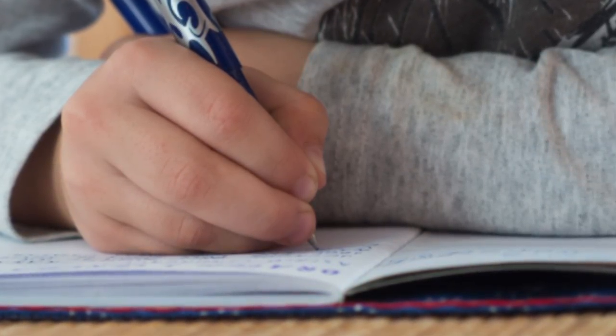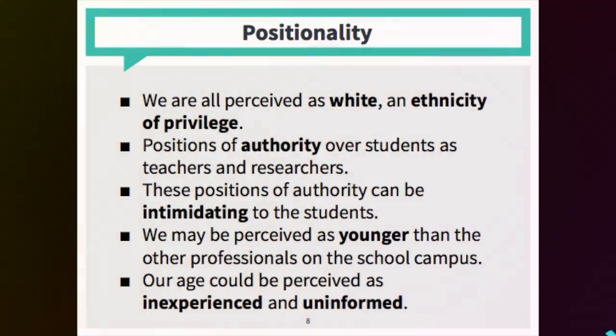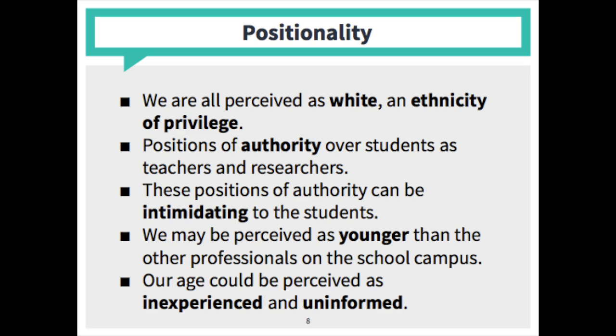In doing this research, we must take into account the positionality that we hold as researchers. We are all perceived as Caucasian or white, an ethnicity of privilege. We will be in positions of authority over students as teachers and as researchers. These positions of authority can be intimidating to students. We may be perceived as younger than other professionals on the school campus. Our age can be perceived as inexperienced or uninformed.